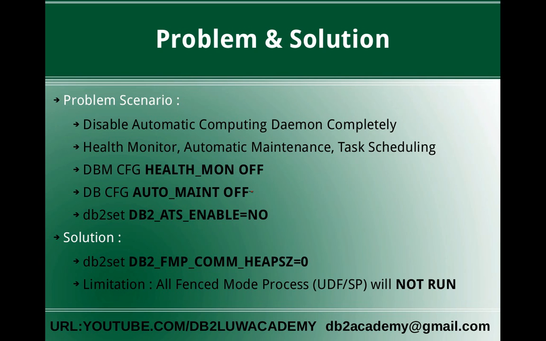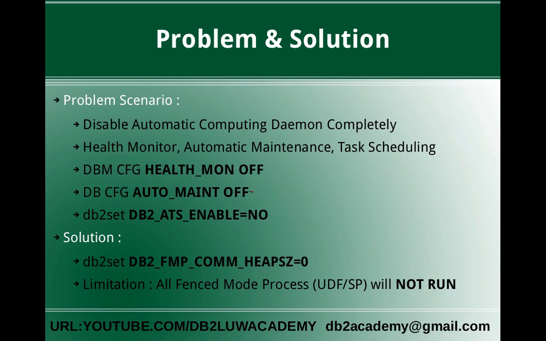What this is doing is actually disabling the fenced mode process, FMP, fenced mode processes. You are disabling the instance and the database from executing any fenced mode processes by setting this registry variable to 0. Since the db2acd process itself is a fenced mode process, eventually it will not be able to start up. So your health monitor, automatic maintenance, and task scheduling, nothing will be possible because the FMP process itself is not allowed to start.